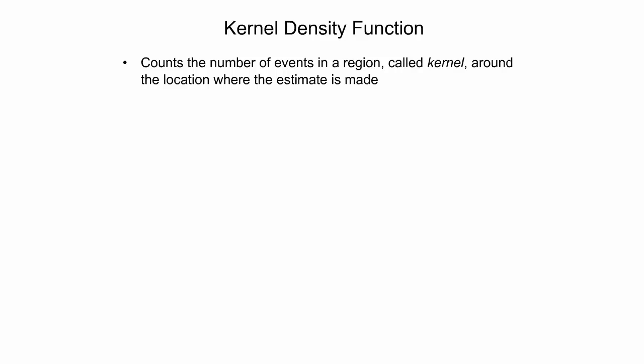Kernel density estimation methods estimate the event density by counting the number of events in a region. This region is called a kernel and is centered at the location where the estimate is to be made. Kernel density functions are used to weight nearby events more heavily than distant ones in estimating the local density. Many different kernel density functions exist. They are symmetric functions centered at 0 with an area underneath that equals 1.